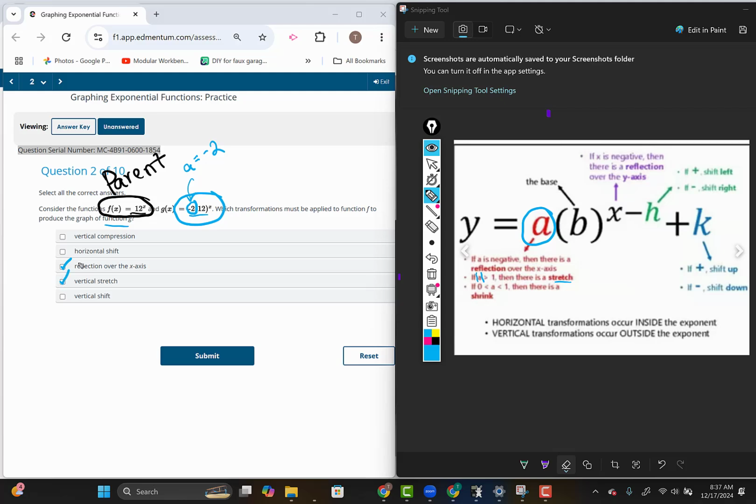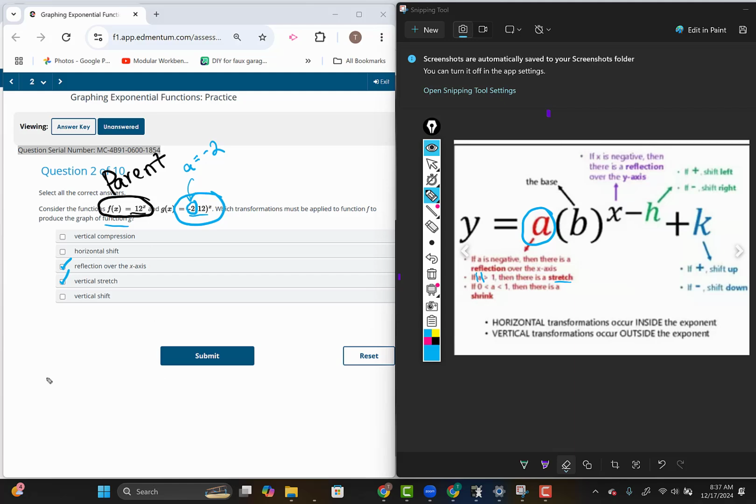So the negative 2 reflects over the x-axis and it stretches it. It's only a vertical compression when the A value is a fraction between 0 and 1 or 0 and negative 1. And then finally we've got, no, that's it. There's no other numbers in this problem, so that's our answer. Reflection over the x-axis and vertical stretch.